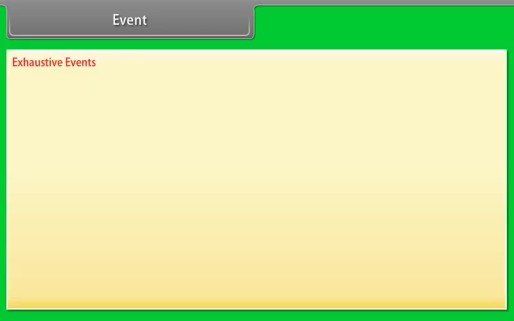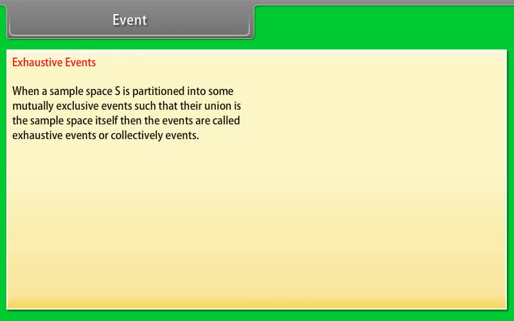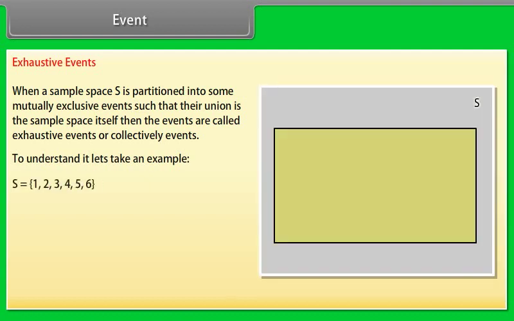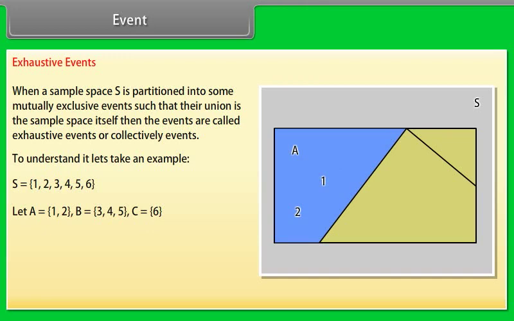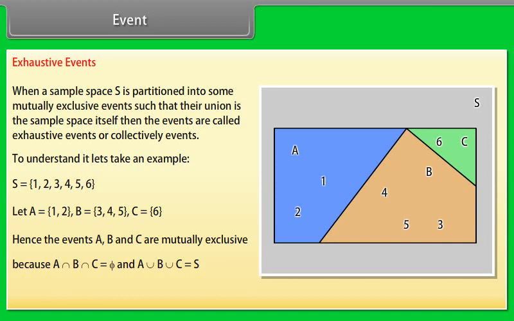Exhaustive events. When a sample space S is partitioned into some mutually exclusive events such that their union is the sample space itself, then the events are called exhaustive events or collectively exhaustive events. To understand it, let's take an example. S = {1, 2, 3, 4, 5, 6}. Let A = {1, 2}, B = {3, 4, 5}, C = {6}. Hence, the events A, B and C are mutually exclusive because A intersection B intersection C is equal to phi. And A union B union C is equal to S. So, the events A, B and C are exhaustive events.